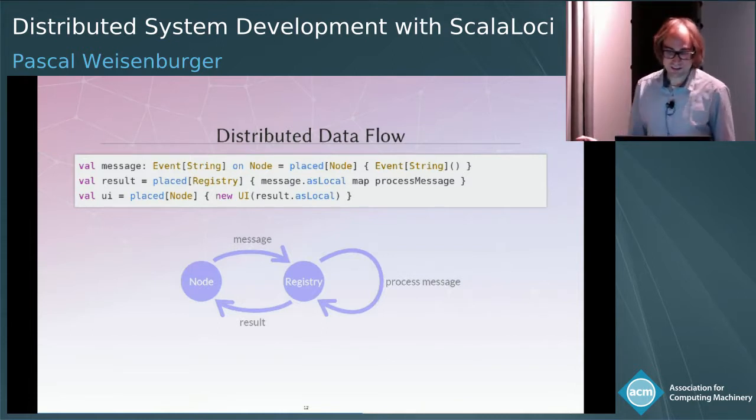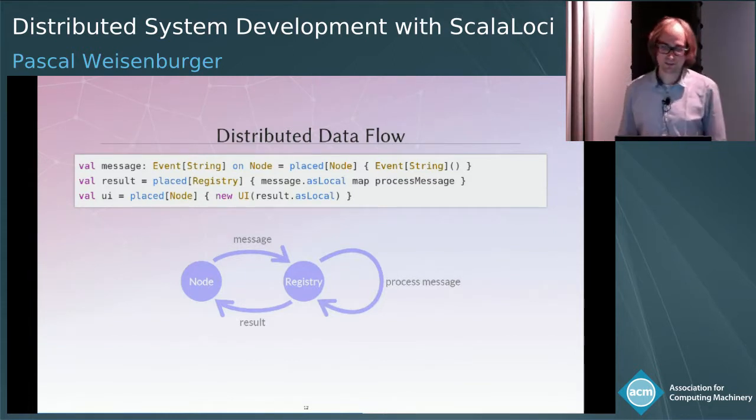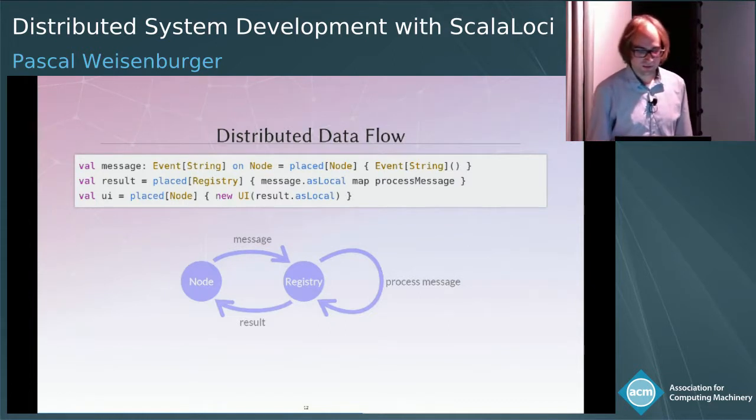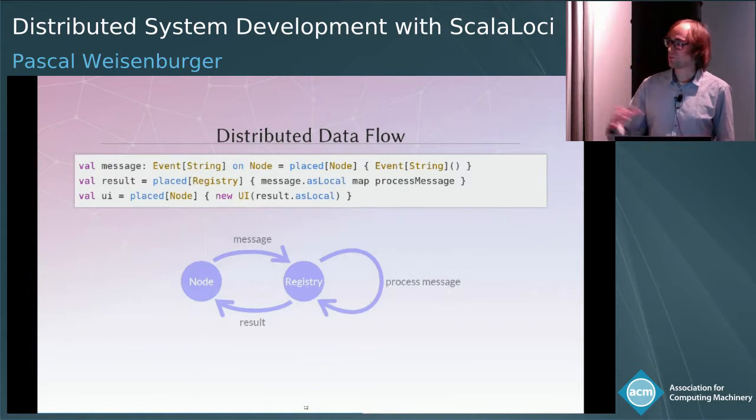Now we've translated this example into a distributed application in a way that we do not have to deal with low-level communication primitives, and we can just simply specify the placement and the data flow in a declarative way. So far we were using this example of the registry peer and the node peer, where we placed a message event stream on the node and distributed it to the registry.